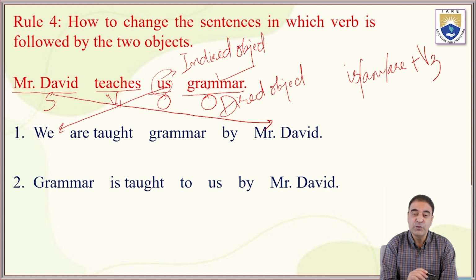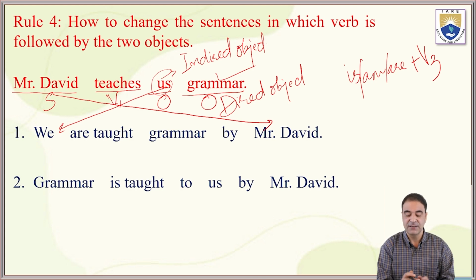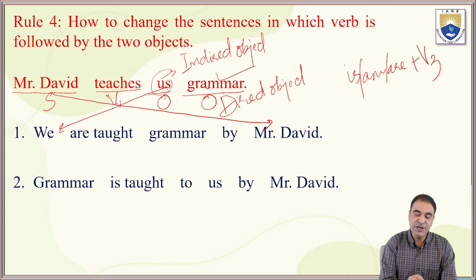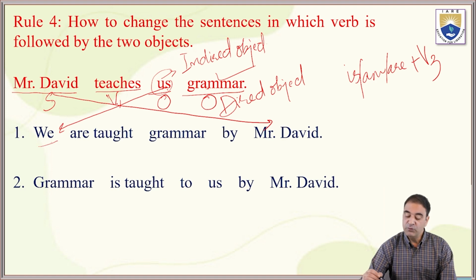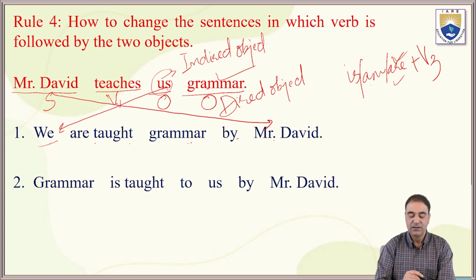Now, "us" will change into "we", as I told you how to change pronouns. For example, "I" will change into "me", "we" will change into "us", or "us" will change into "we", vice versa. Now, here we have "us", it will change into "we". Okay. Now, with "we" we don't use "is", we don't use "am", we use "are". Therefore, "we are". And this "are" must be followed by verb in third form. And what is the third form of "teach"? It's "taught". We are taught grammar by Mr. David. Now this is the one way.